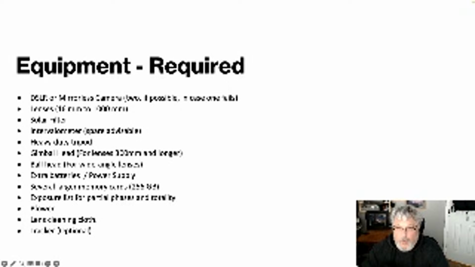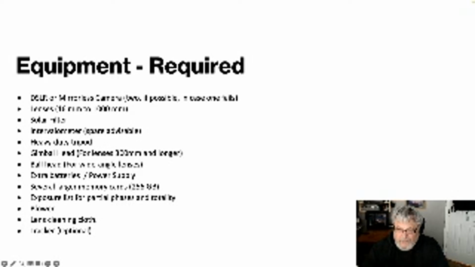The equipment required to shoot the eclipse is going to be a DSLR or mirrorless camera, two if possible in case one fails. A lens: you want to choose between 16 and 1,000 millimeters. In all honesty, 16 is too wide, 1,000 is too tight. And I'll go into more of that in a minute.